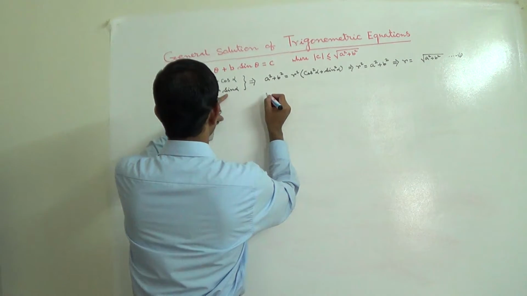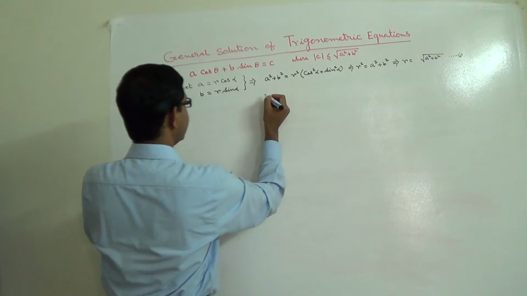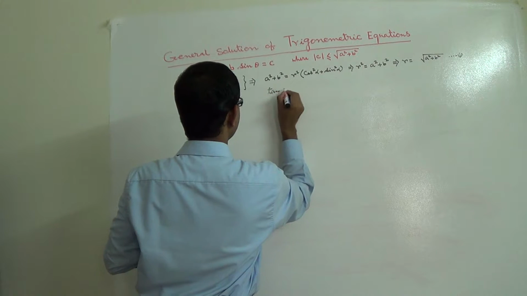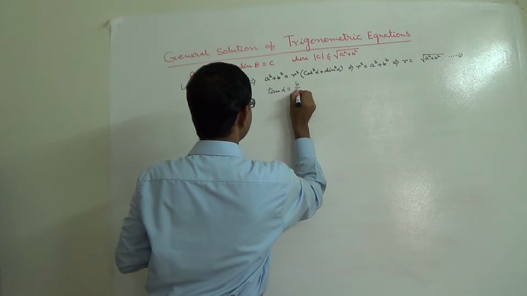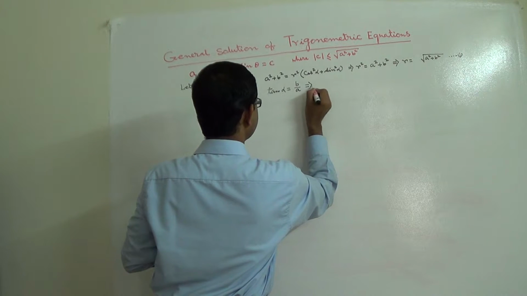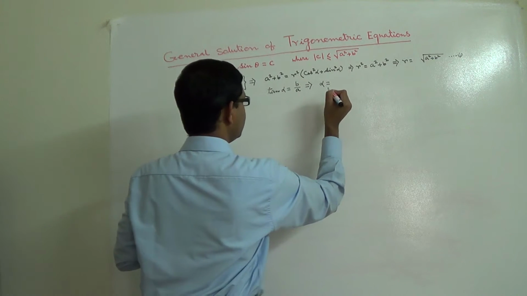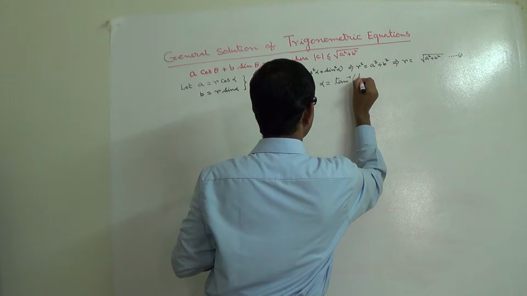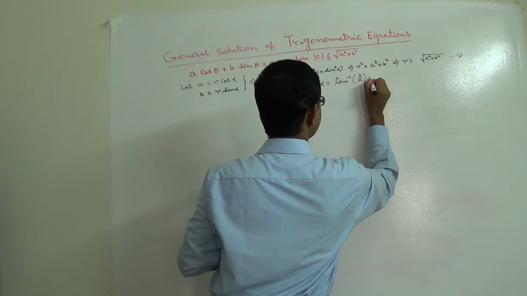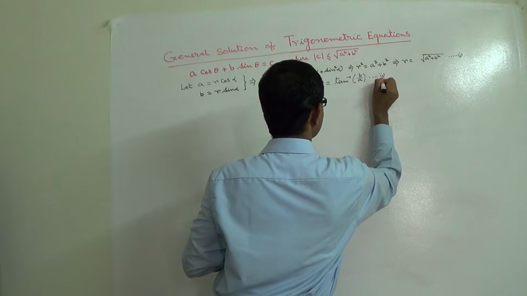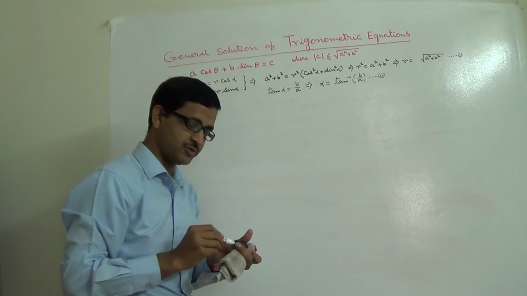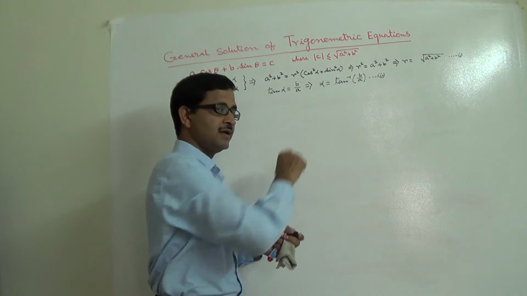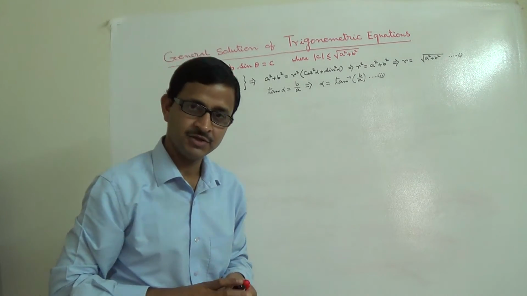Fine. Now another thing we can say: if we divide, what do we get? sin alpha by cos alpha equal to b by a. So that means tan alpha is equal to b by a. That implies alpha equal to tan inverse b by a. So let's give this equation number 2.